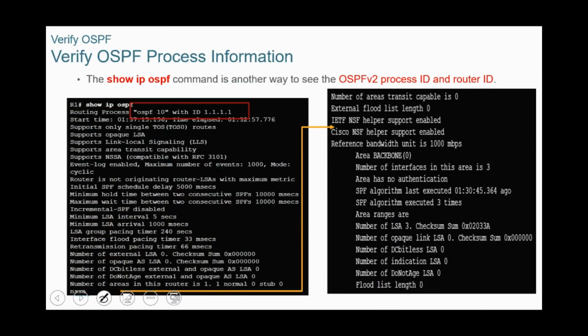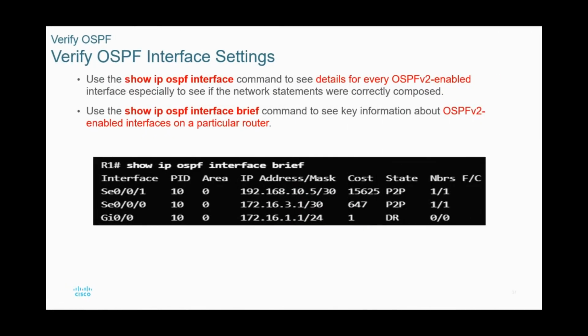Okay, so if you want to check the OSPF version 2 process ID and the router ID as well, you can use the show ip ospf command to show your process ID and also your router ID. So this show command is very important.